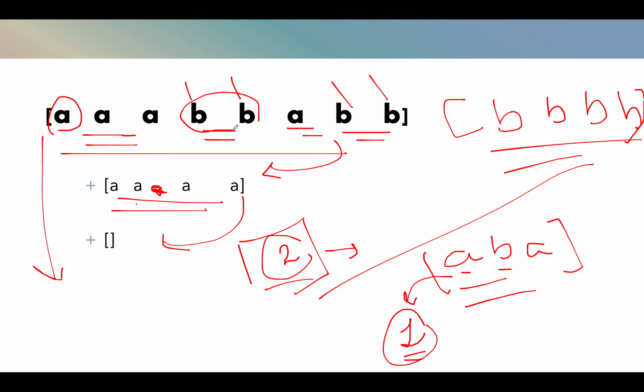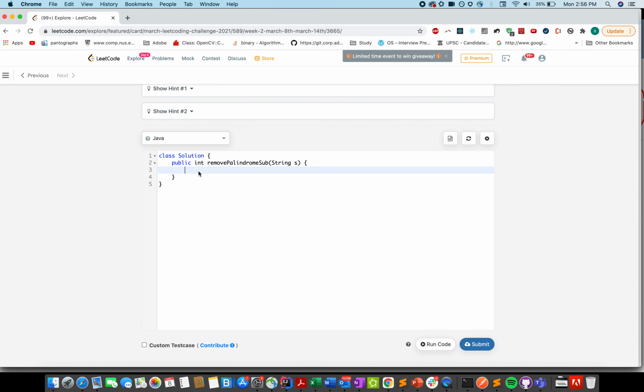So I hope the algorithm is clear to you, and let's quickly code this up. In short, the problem reduced to checking whether the string is palindromic in nature or not. If it is palindromic, the answer is 1. If it is not palindromic, the answer is 2. So let's write a helper method to check whether a string is palindromic in nature or not.